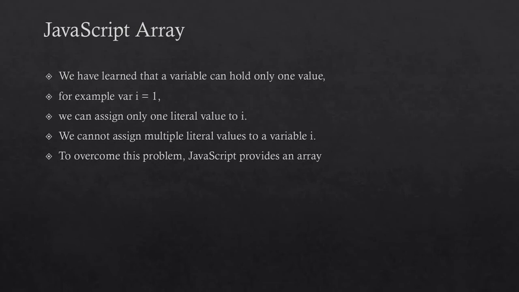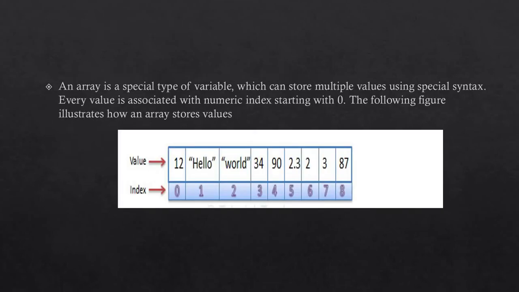Now if I want to assign two or more values to the variable, then I have to change the value of the variable again and again. What am I going to do in this situation? To overcome this problem, JavaScript has provided an array. Let's see the syntax of an array.